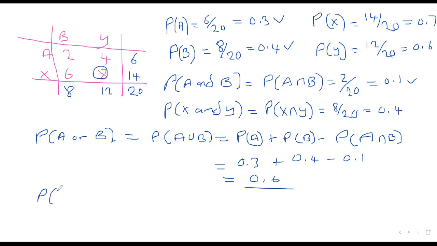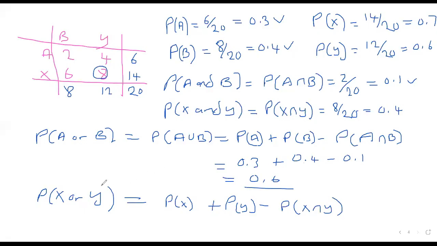So I'll give you a chance. I hope you have your papers there. Find X or Y. 0.7 plus 0.6 minus 0.4. What do you get? 0.9. Correct.